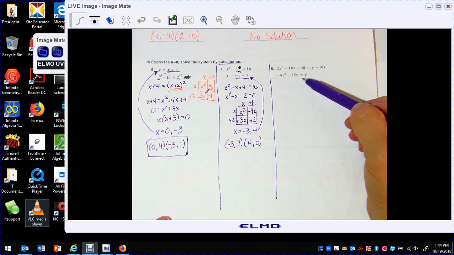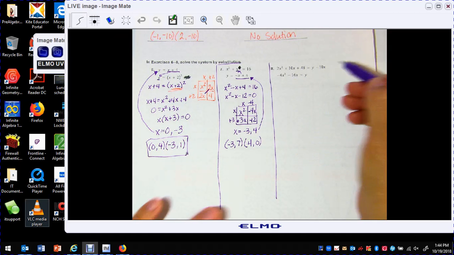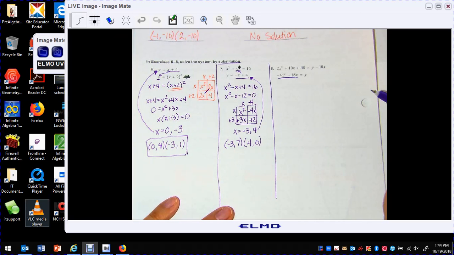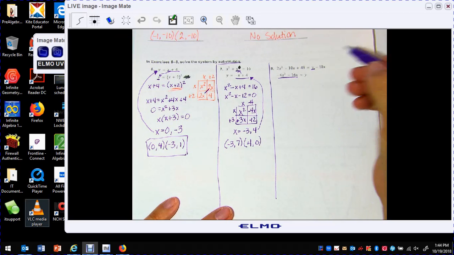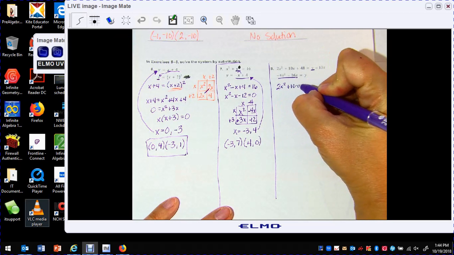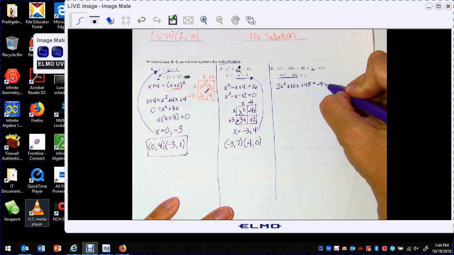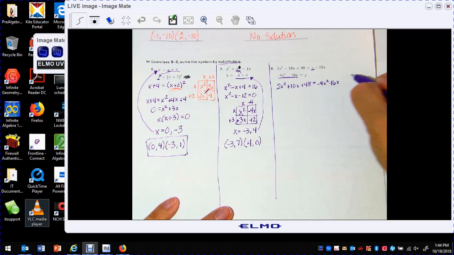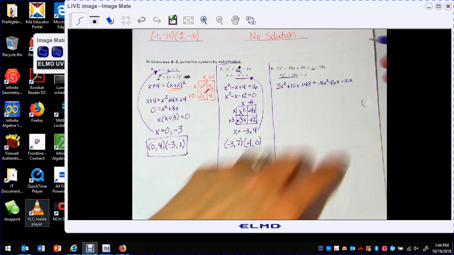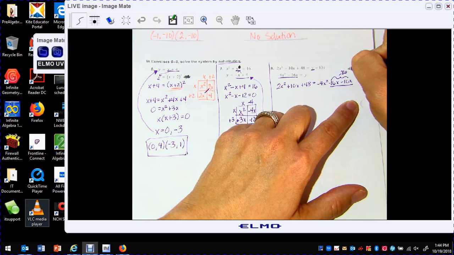Now, here I have two quadratics. Still fine. I'm still going to substitute because this already is set equal to y. So I'm going to take what y equals and I'm going to plug it in for y up there and rewrite everything else in that top equation the same. So I have 2x squared plus 10x plus 48 equals y, which is negative 4x squared minus 16x. And then I have a minus 10x still in my equation. Okay? I can collect some like terms right here. This is going to be a negative 26x.